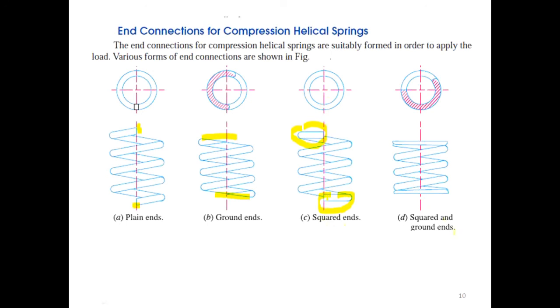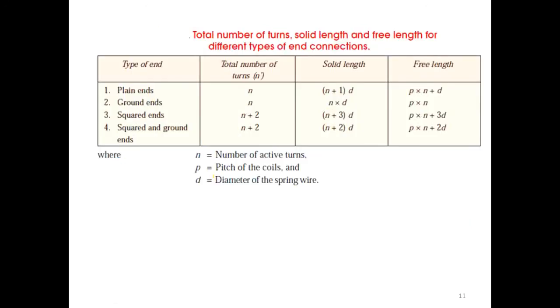And the only difference between the square end and the ground end is here. For the square and ground end, this material is removed by using a grinder, and the shape of that end should be flat. So it is called the square and ground end type of spring. This end decides the application of the spring, where we are going to use it.